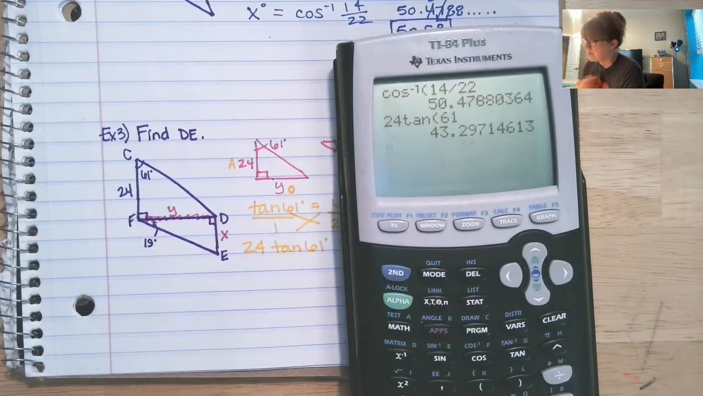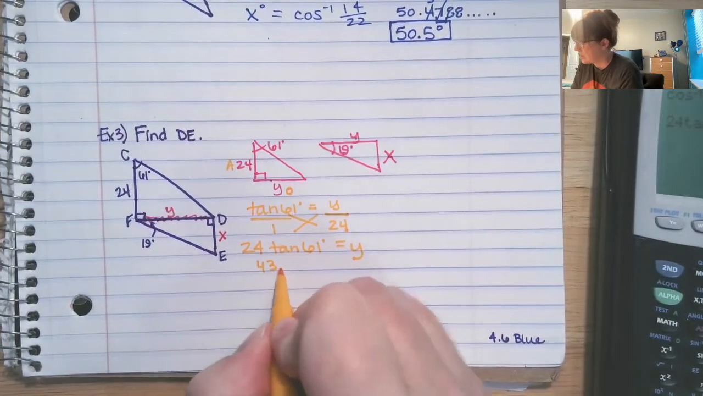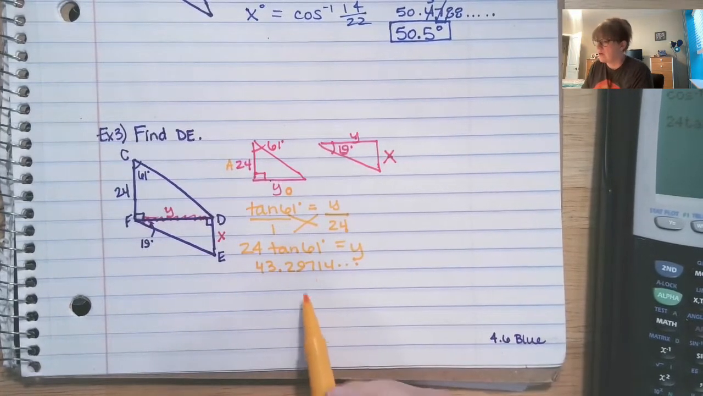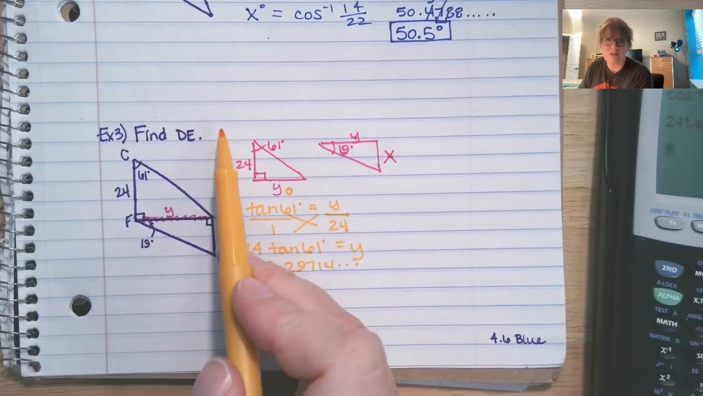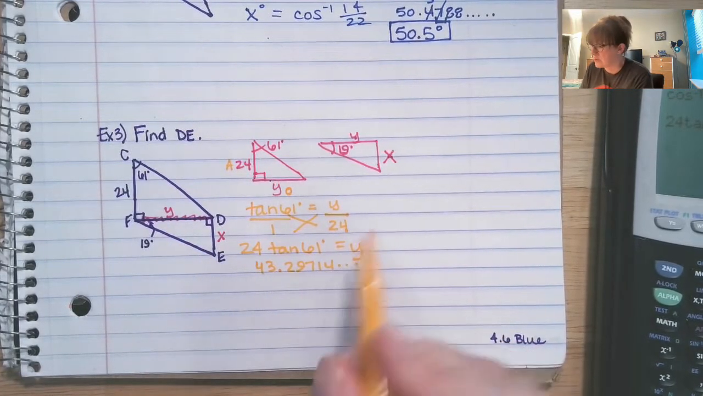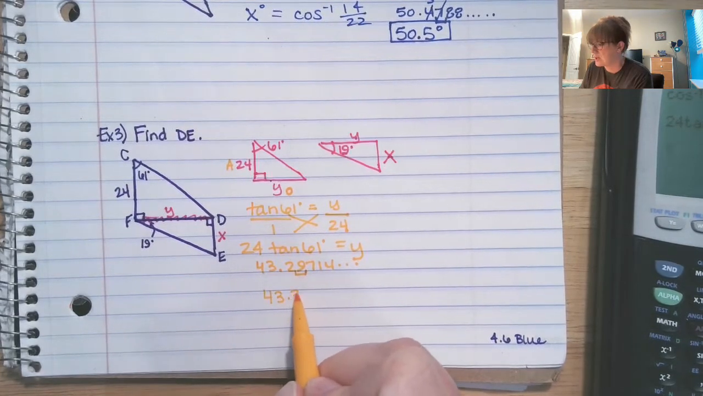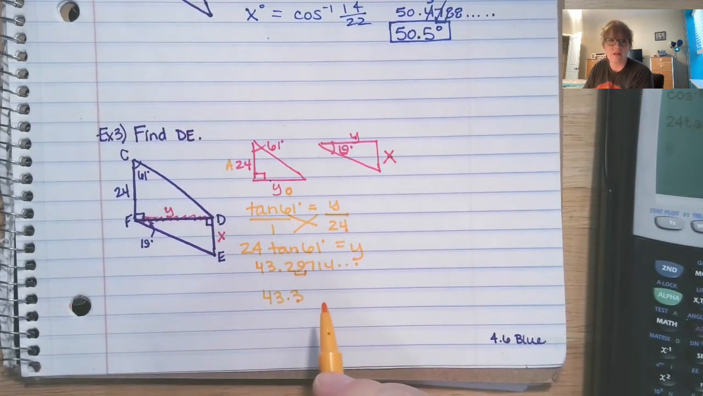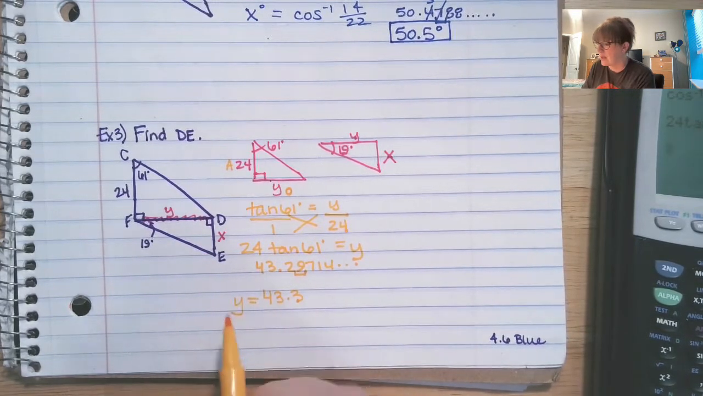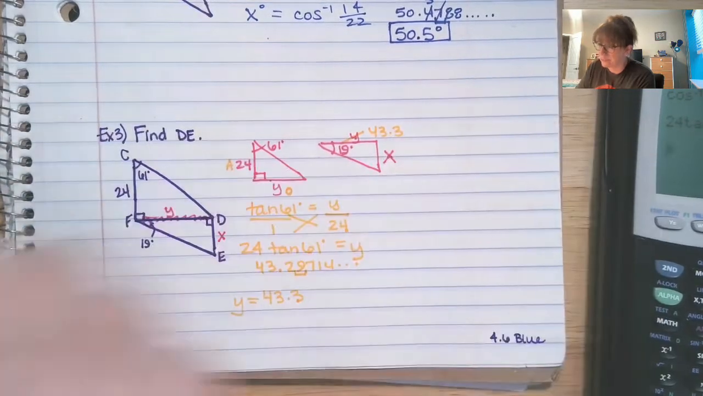And we get 43.29714. Okay, so for this one, read the directions on the problem. It will tell you what to round to, but let's stick with what we have been doing, which has been tenths. So we look at this digit, that's 9, so we get 43.3. Are we talking about length or an angle? We're talking about a length, so we don't need a degree symbol. All right, so we know that y is 43.3 now, okay?